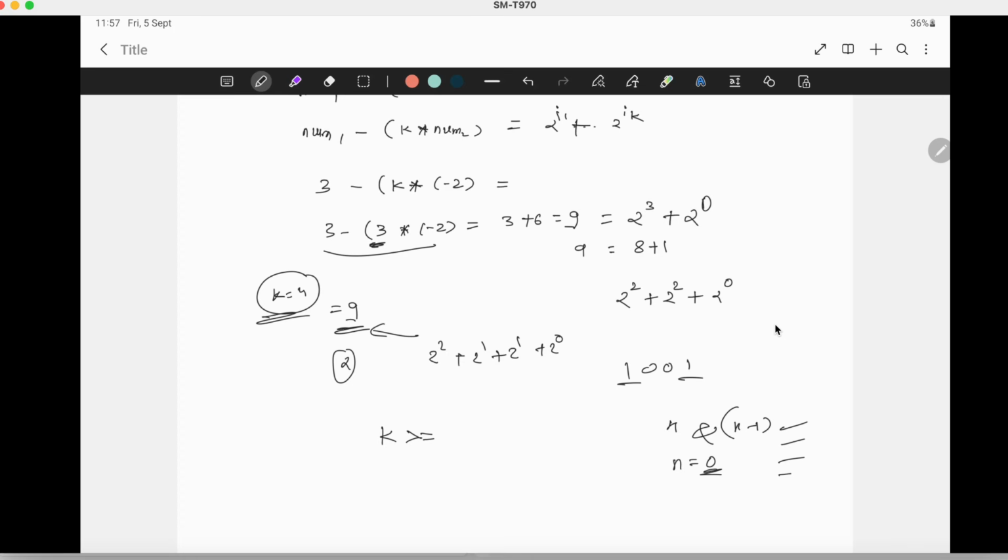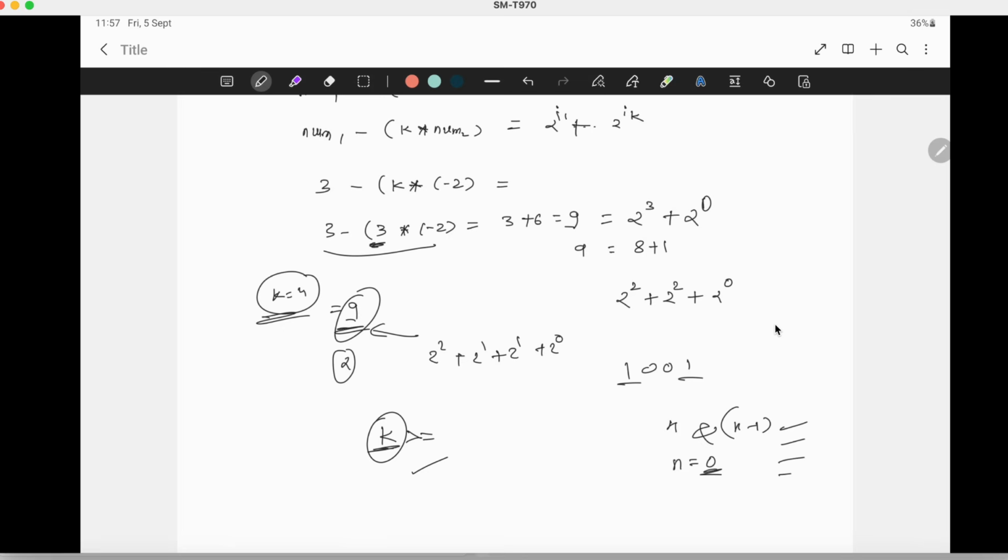Okay, that is one way. Or, there are default functions available, like count set bits, which we can easily use to count how many set bits are in this particular number. If the set bits in this 9 are less than or equal to this k value, then we can say that these k operations are the minimum operations required to make this num1 equal to 0. That is the conclusion we can derive from this.